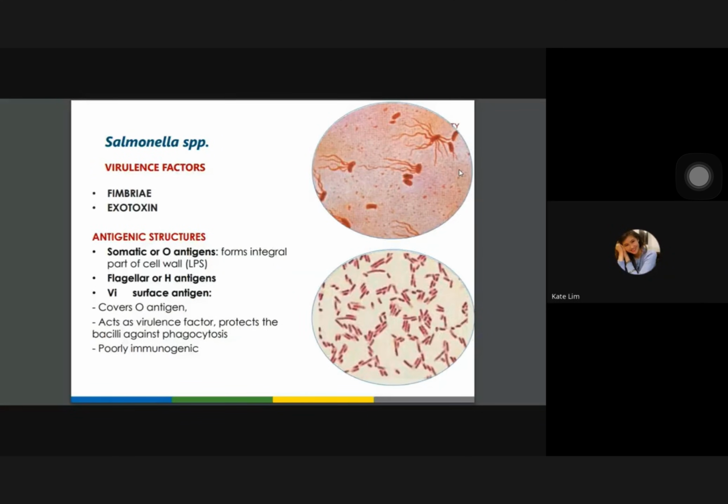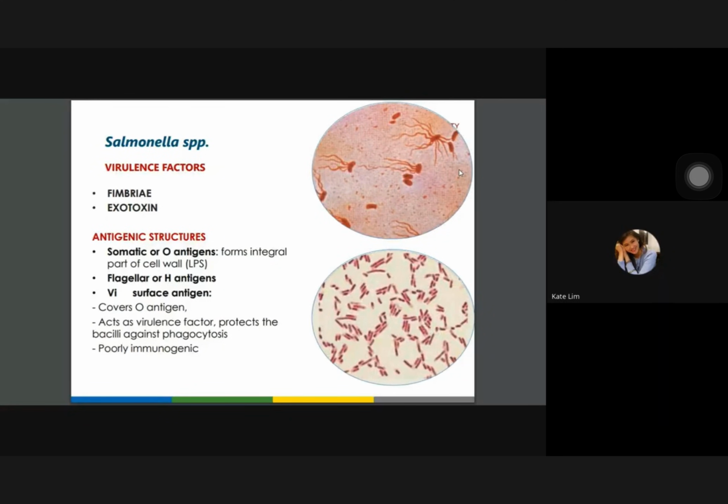If you remember the somatic O antigens, those are integral components of your lipopolysaccharides. Just a review, your O antigens are important for serotyping, or the differentiation of the different variants of the bacteria. How about the flagellar or H antigens? If you remember, Salmonella are generally motile. So these are found in the flagella. If you have flagellar or H antigens, this tells you that Salmonella is motile, since these antigens are responsible for motility.